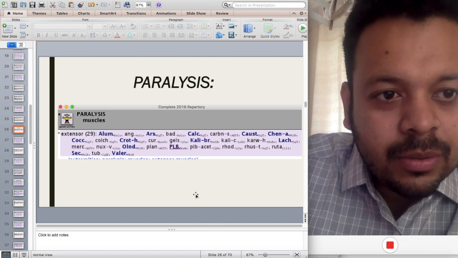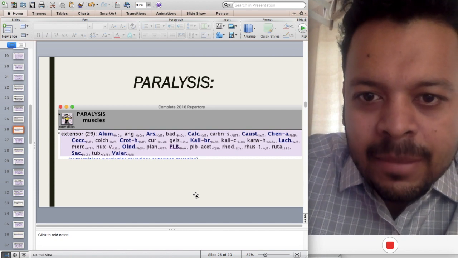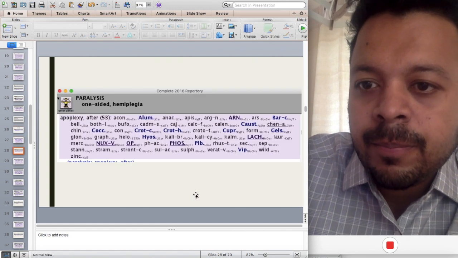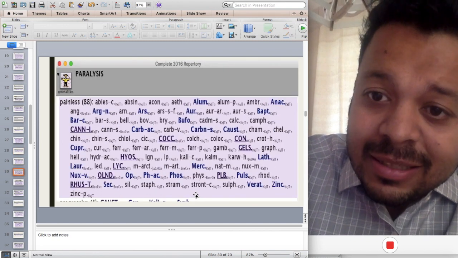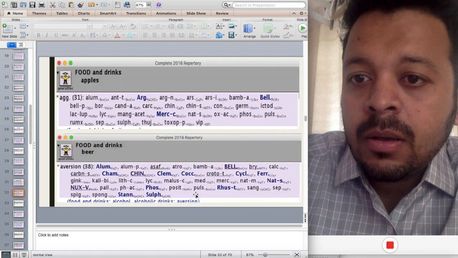Paralysis is a very big symptom for alumina. They lose coordination. So neurological cases, alumina is a very important remedy. For example, after hemiplegia. Painless paralysis. Think of alumina. Think of oleander also.